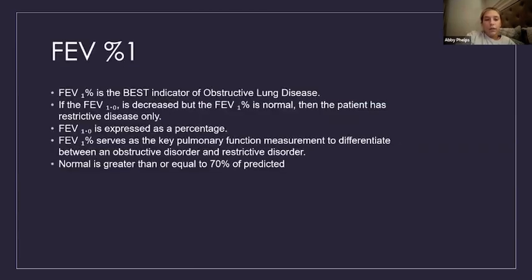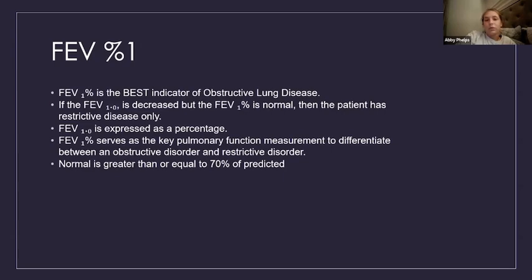So FEV1% is the best indicator of obstructive lung disease. If the FVC is decreased, but the FEV1% is normal, then the patient has restrictive disease only. FEV1% is expressed as a percentage, and it serves as the key pulmonary function measurement to tell the difference between an obstructive disorder and a restrictive disorder.